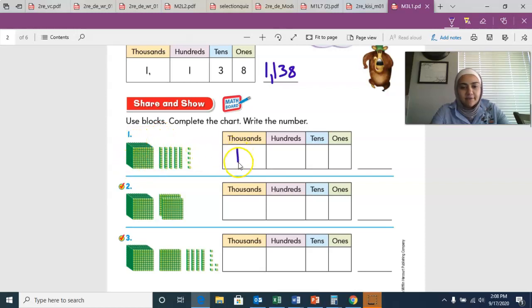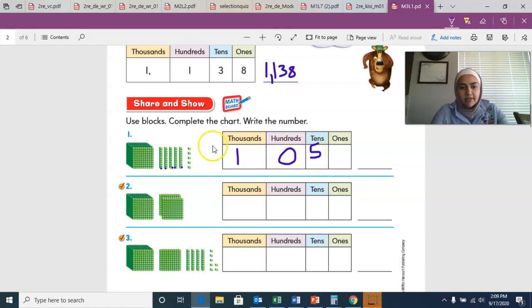Okay? So this 1,000, how many thousands? There's 1,000. Do we see any hundreds in this picture? There are no hundreds in this picture, so I'm going to write 0 in the hundreds place. I'm not going to leave it blank. I have to write 0 in the hundreds place. Now, how many tens? 1, 2, 3, 4, 5.